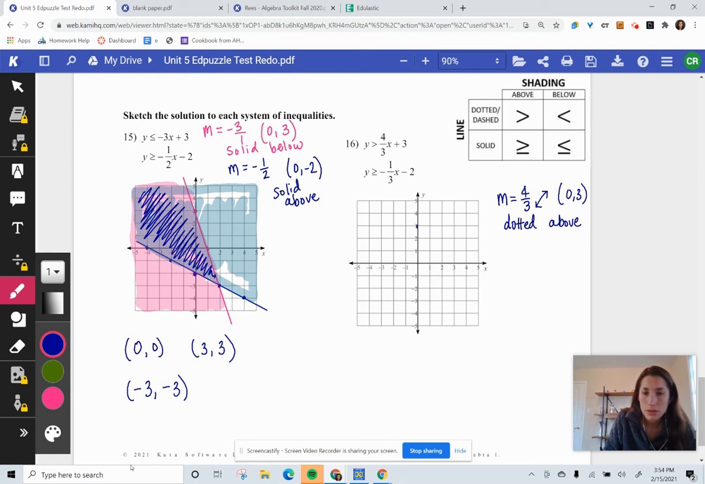I'm going to start at 0, 3. And I'm going to go up 4 to the right 3, but I can't go up and right, so I'm going to go down 1, 2, 3, 4, 1, 2, 3. And that would go off the graph. And this one's dotted. So let's just do a little dashed line here.